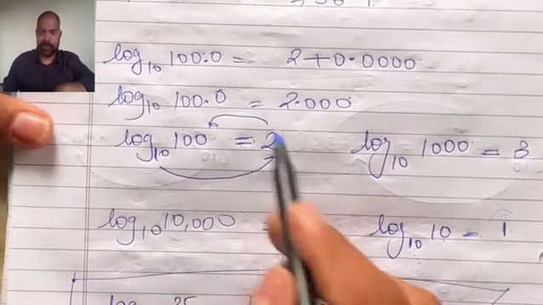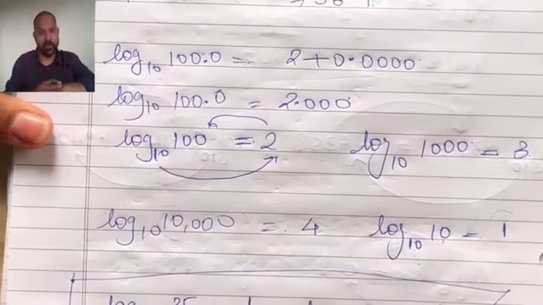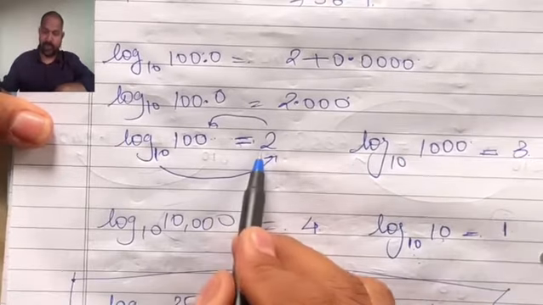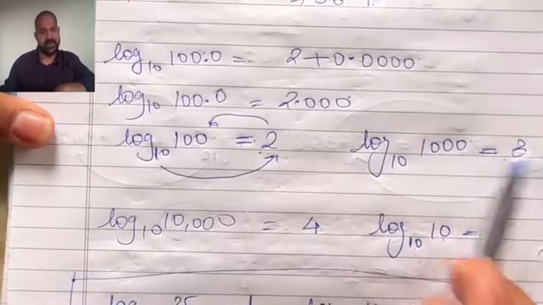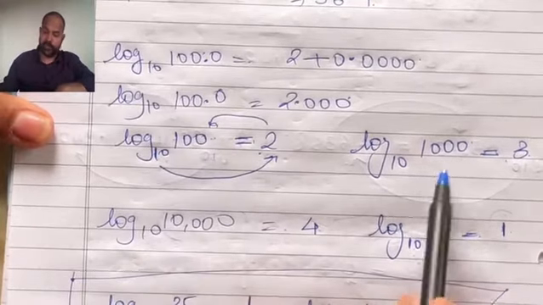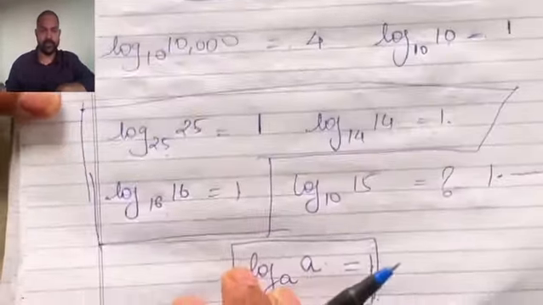I will directly write down the powers. Why do I need the log table? I don't need the log table for anything. I will directly write down the powers. The power here is 2, the power here is 3, and so on. Because 100 is the second power of 10, 1000 is the third power of 10.